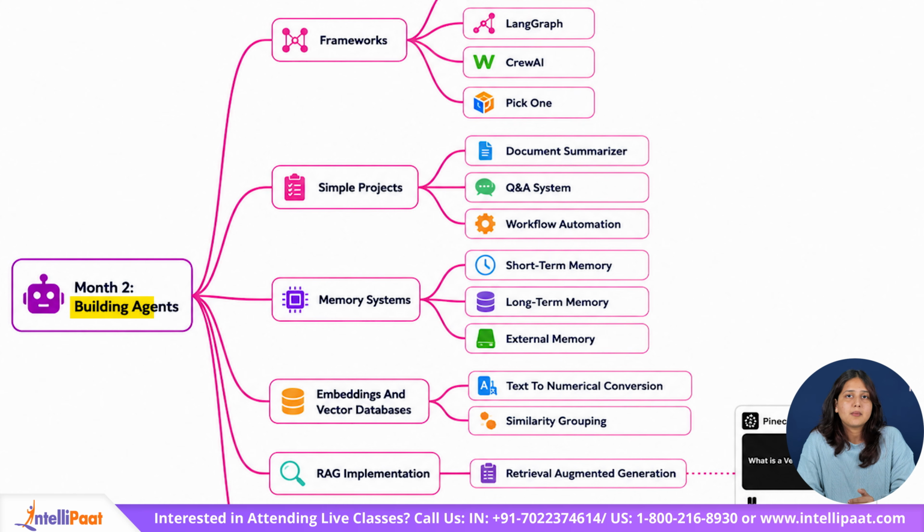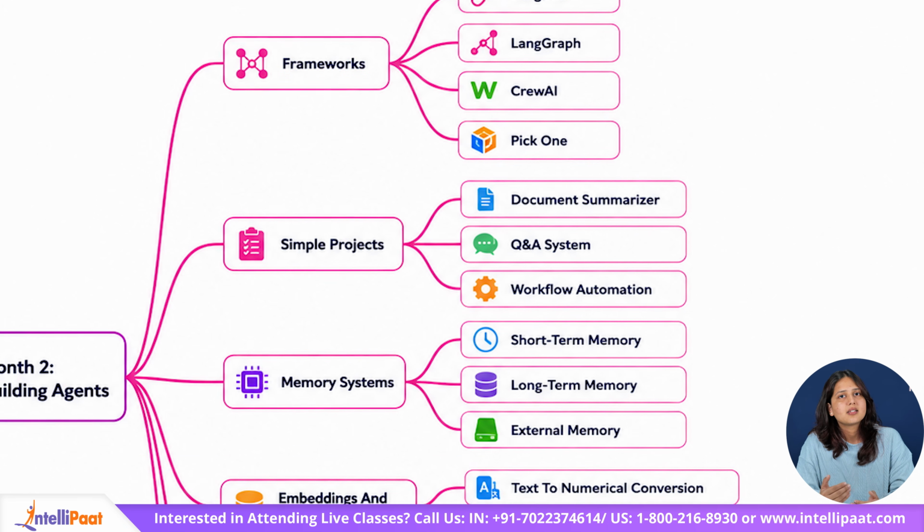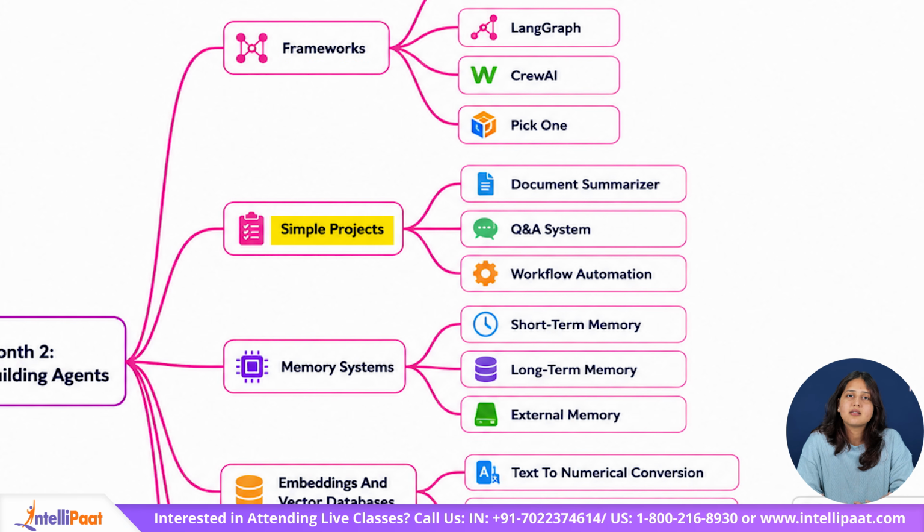Month 2 is where you start building. You'll begin working with frameworks like LangChain, LangGraph, or Crew AI. But don't try to learn everything. Pick one framework and go deep. Start simple, like build small agents, maybe a document summarizer, a Q&A system over a dataset, or a basic workflow automation agent. These might seem simple, but they build your intuition.